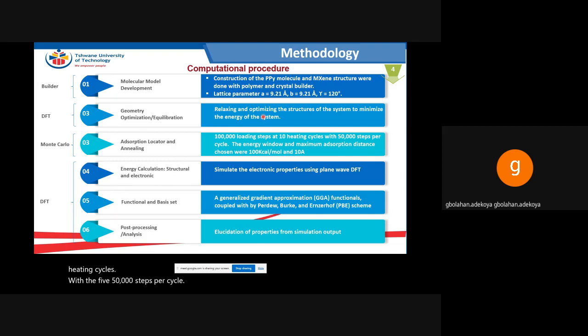So then the energy window and the maximum absorption set for the absorption is 100 kcal and 10 Angstrom distance. Then after this Monte Carlo, we went back to DFT to now investigate the electronic property. The electronic property was done using the plane wave, which can be found in CASTEP. We also employ the GGA functional, that is the generalized gradient approximation functional, in addition to the PBE scheme. Then after that we finalize the process by analyzing the results.